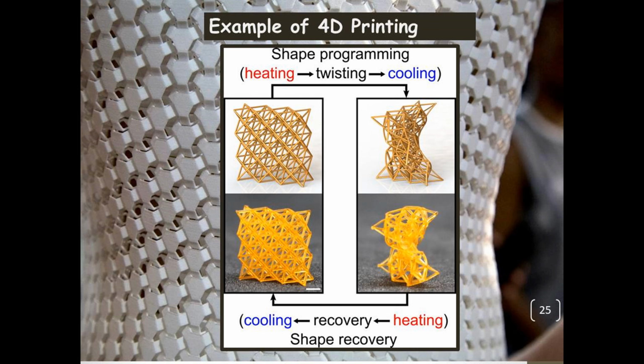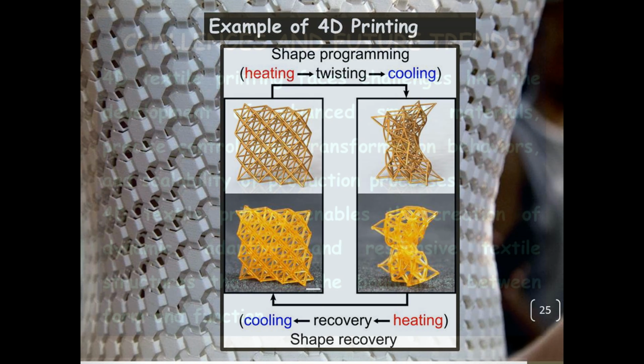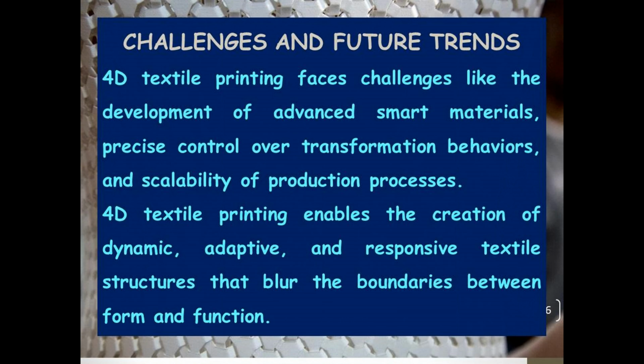Shape programming. A specific structure in the original is shown in the first box. When it is heated, it gets twisted, and on cooling, it takes a compressed structure. Now, when it is again heated, the twisting opens up and it returns to the original structure after cooling.